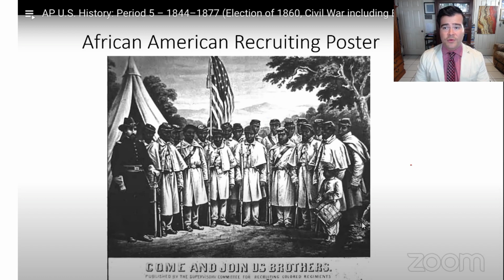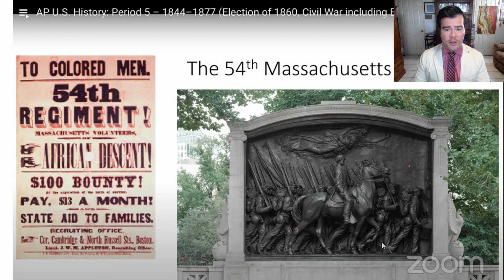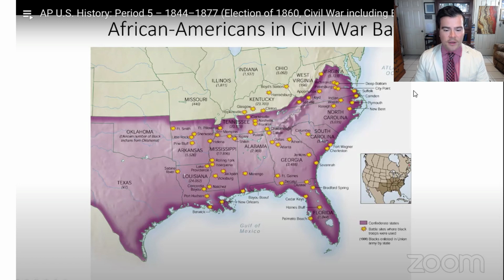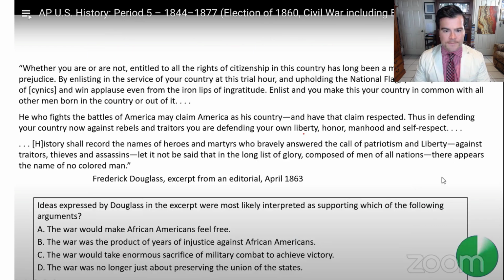They're going to be like some of the most decorated and courageous soldiers in the Union Army, especially the 54th Massachusetts Regiment, all-black regiment. They won crucial victories, guys, because they were the most courageous. They were fighting for a cause that resonated with them. So African Americans in Civil War battles, look at all these battles that African Americans are going to fight in, guys. So many battles. Okay, so many lives were lost and sacrificed for the soul of America.